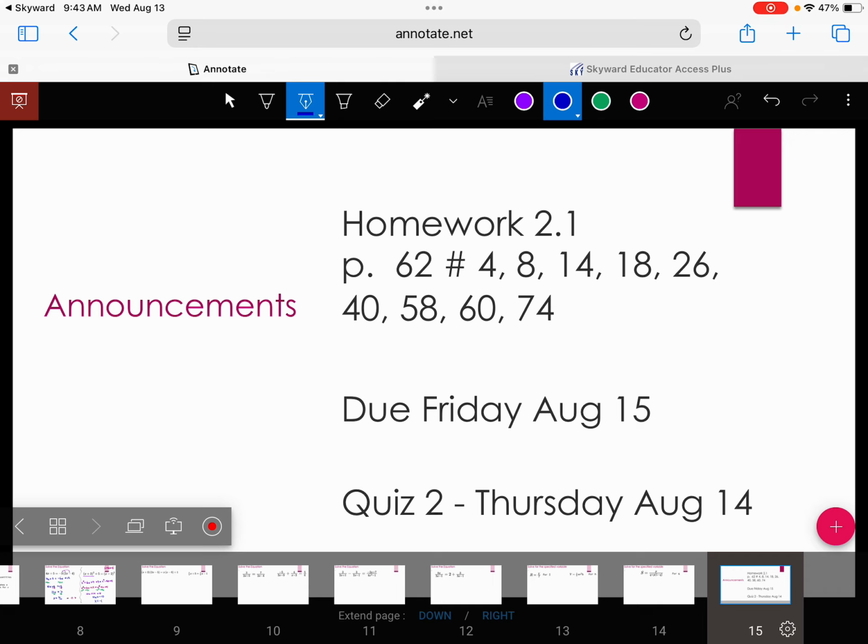We currently have 2-1 listed as due Friday. We'll see how that goes, how much we get through tomorrow. 2-1's pretty short.